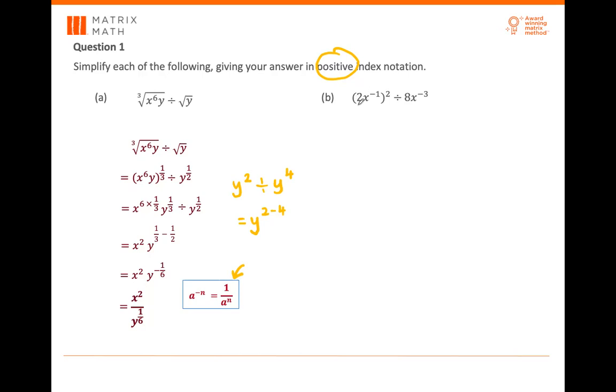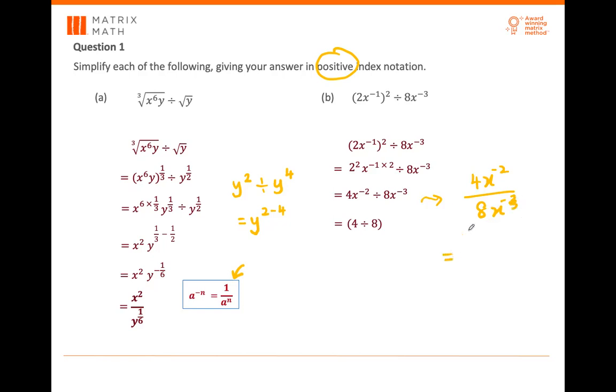Bracket 2x to the power of negative 1, bracket squared, divided by 8x to the power of negative 3. We expand the inside first. So you will have 2 to the power of 2, then x to the power of minus 1 times 2, divided by 8x to the power of minus 3. We solve this part first. 2 to the power of 2 gives you 4. x to the power of minus 1 times 2 is x to the power of minus 2, divided by 8x to the power of minus 3. So you will have 4 divided by 8. Another way I could show it is 4x to the power of minus 2 divided by 8x to the power of minus 3. Okay, so you can also approach it this way.